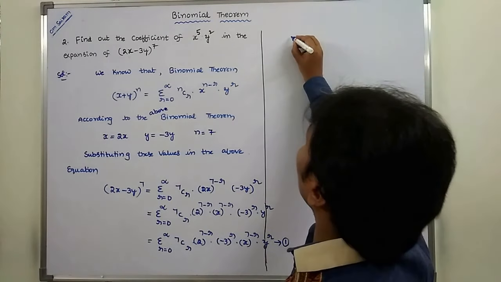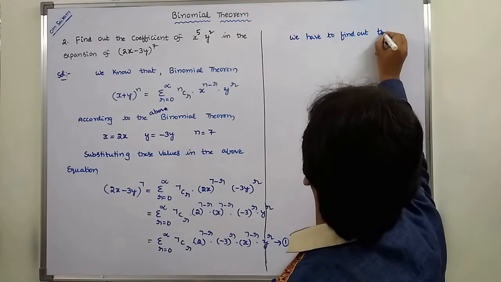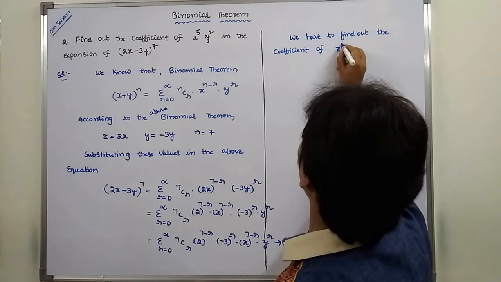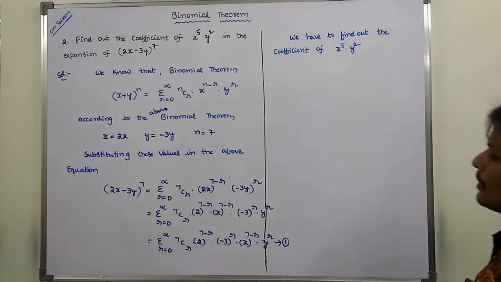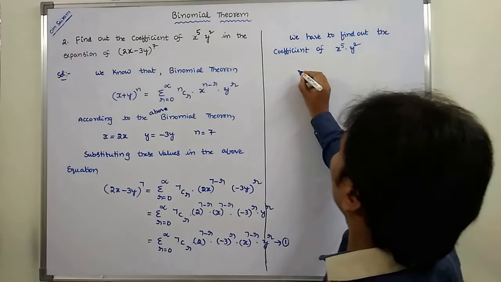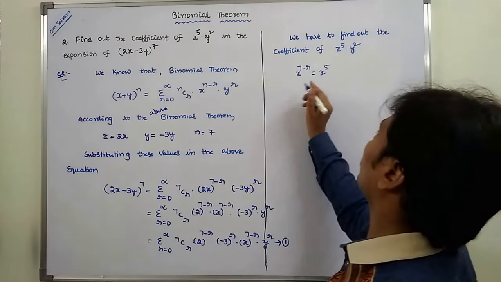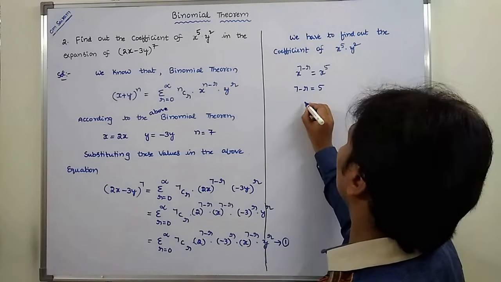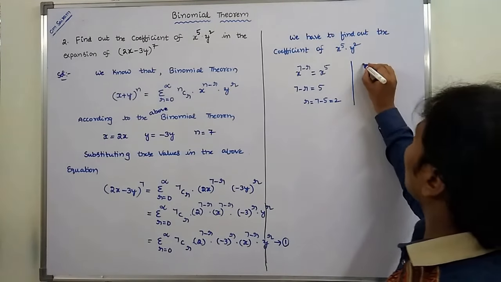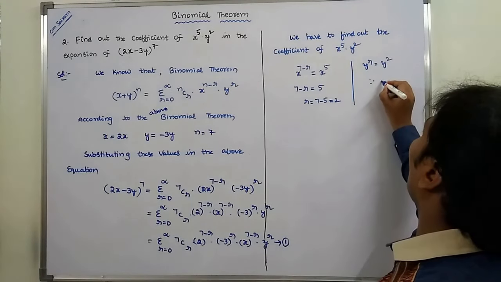Okay. We have to find out the coefficient of x power 5 and y power 2. Okay, so these x power term and y power term are compared with equation 1. So therefore x power 7 minus r is equal to x power 5. So bases are equal, then powers are equal. 7 minus r is equal to 5. So r is equal to 7 minus 5, that is equal to 2. In the same way, y power r is equal to y power 2. Y powers are equated with y power 2. So therefore, r is equal to 2.